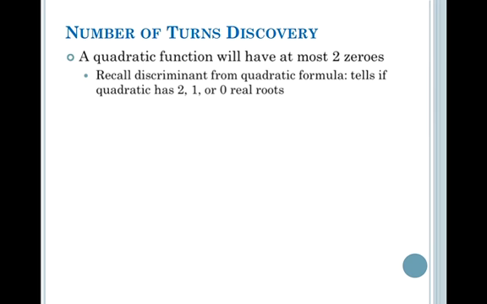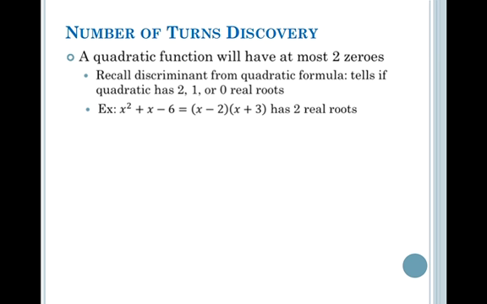Next thing we're going to talk about are the number of turns and zeros of polynomials. So we're going to try to figure out a general rule, and to do this we're going to look at a few examples. So let's first talk about quadratic functions. They have at most 2 zeros. So if you think back to Algebra 2, you'll recall that the discriminant from the quadratic formula tells you if a quadratic has 2, 1, or 0 real roots. Here are a few examples to help us remember this.